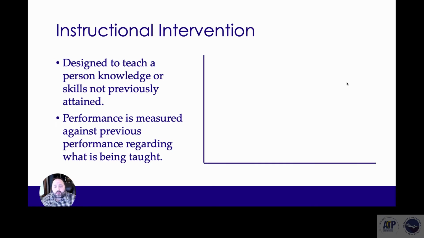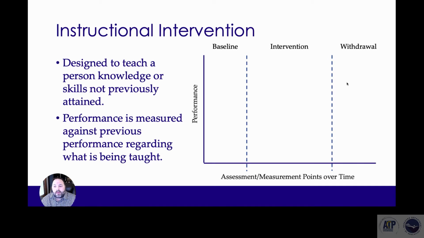So here I have a graph, and I'm going to divide this graph into three phases. The baseline, and this is what happens before we start the intervention, and then the withdrawal. The vertical axis is points of performance. In other words, we're looking at those measures of performance taken over time. The horizontal axis are the points in time in which those performance measures have been taken.